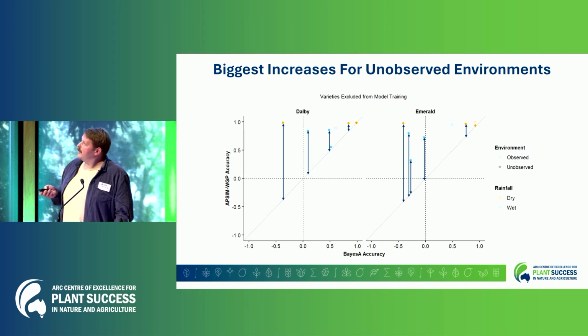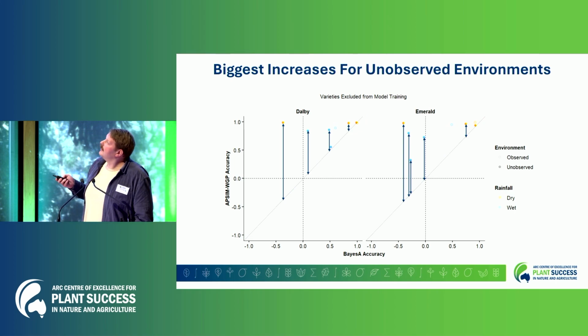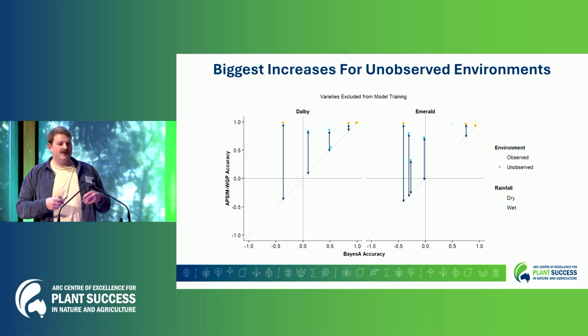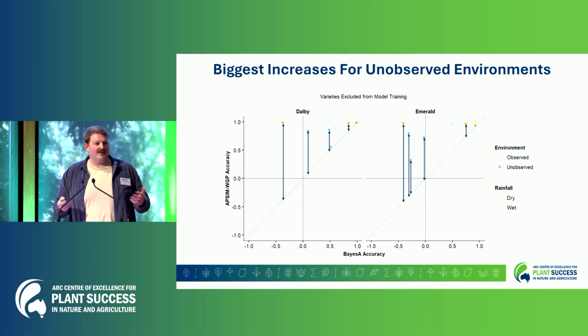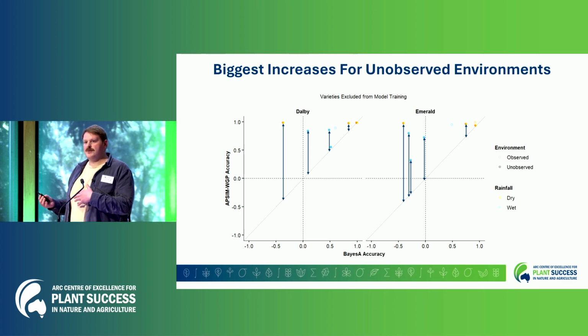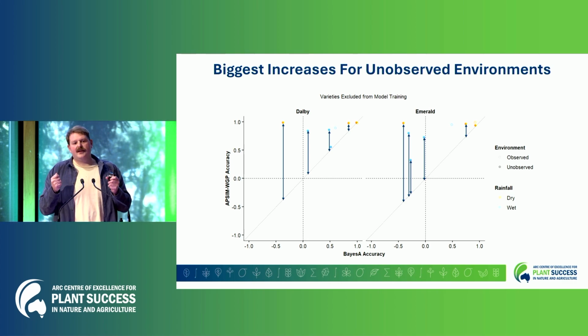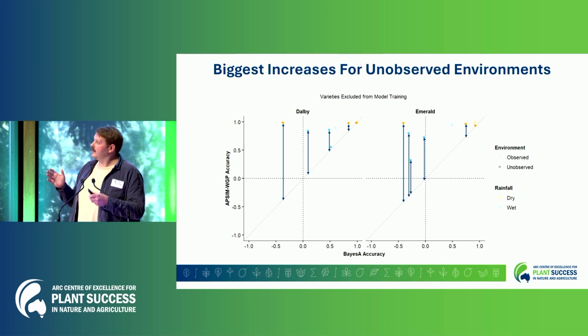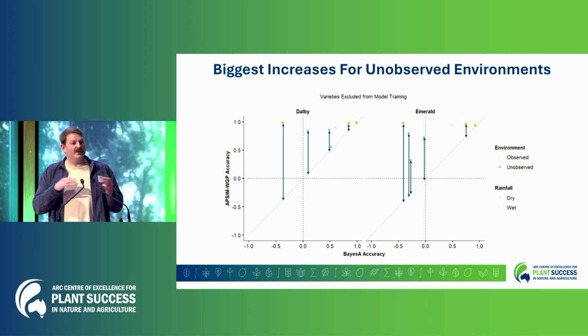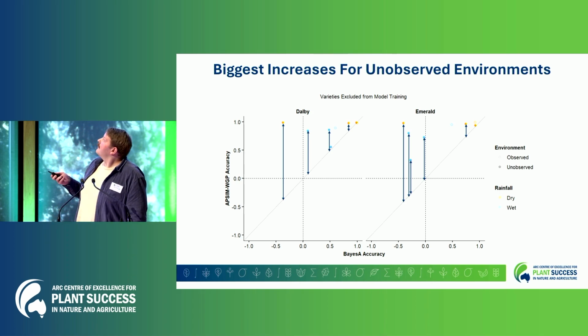The other piece of information underlying this graph is that the biggest improvement in accuracy, the deviation from this one-to-one line, is predicting into trials or environments that we haven't seen before. This is where the benefit of the crop model, with this pre-trained understanding of how genetics, management and environments interact, is able to adjust our estimates or predictions of the genetic component that drives yield. And this is independent of the site we're looking at.